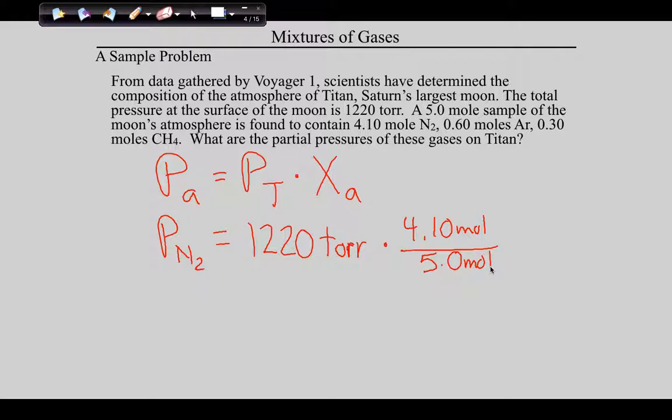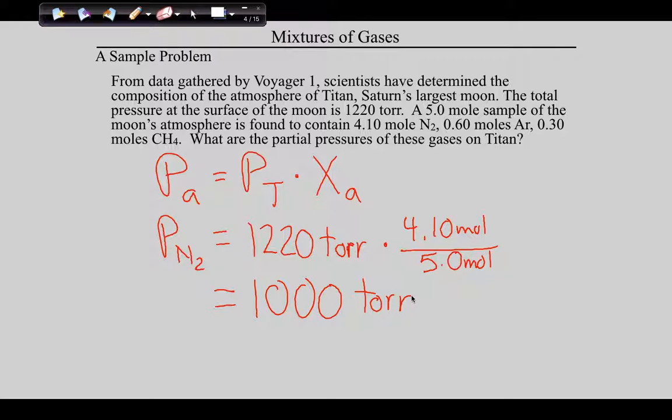And that's it. So, guys, basically what this means is 4.1 divided by 5, about 82% of that gas by moles is nitrogen. So guess what percentage of its pressure is from the nitrogen? Also 82%. So all we've got to do is take 1,220, multiply that by 4.1, divide that by 5, and 82% of 1220, being really liberal with significant digits, it's about 1,000 torr.